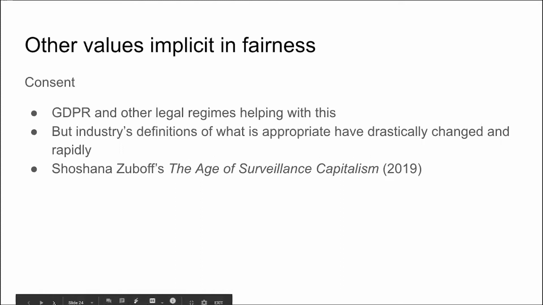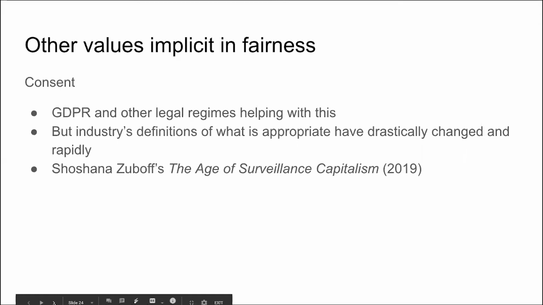Also, that's one complication with fairness metrics: there are so many ways to define fairness, and they contradict one another. And so far, when I've been saying fairness, what I have really meant is anti-discrimination, the idea that we don't want people treated differently simply because they belong to some category. But there are other values implicit in fairness that I'm not addressing today, but you want to think about.